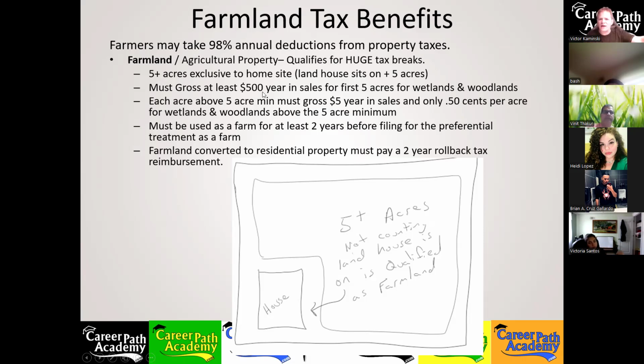Instead of a gross sale of $500 a year for the first 5 acres, why not make it $500,000 a year? Or $1 million a year. Yeah, even if you are not having a gross sale of 500K, then how can you survive? Because on a 500K, 60% is investment. So I would say, you know what? Let's make it $500,000 a year gross sales for the first 5 acres.